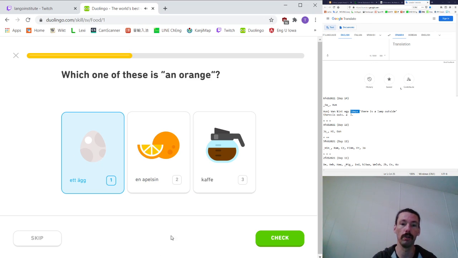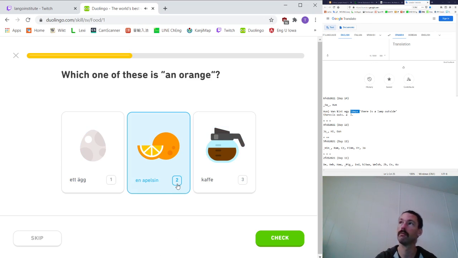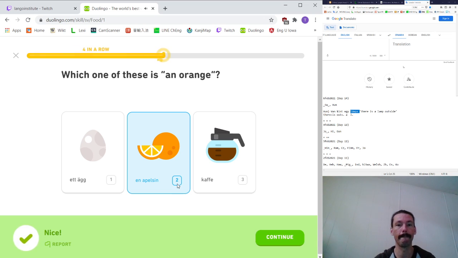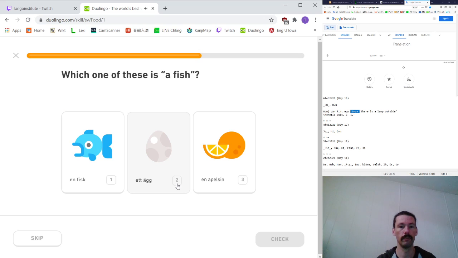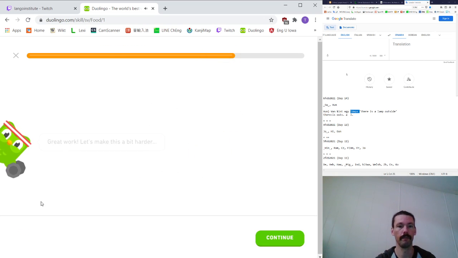because at some time it was new to Europeans. Kaffe. En apelsin. Flickan har en apelsin. The girl has an orange. En apelsin. Ett ägg. En fisk.